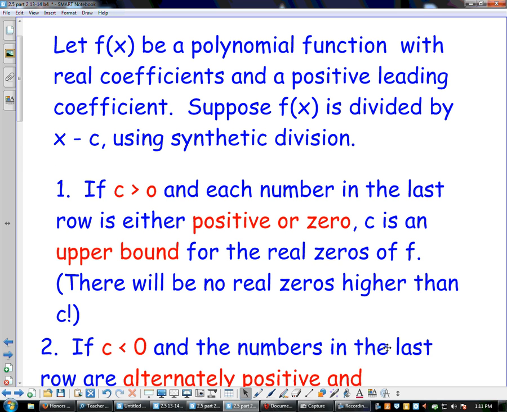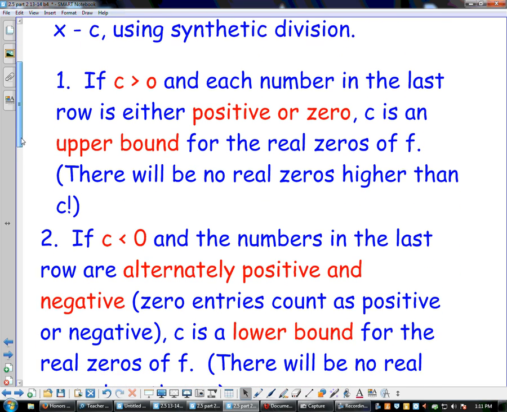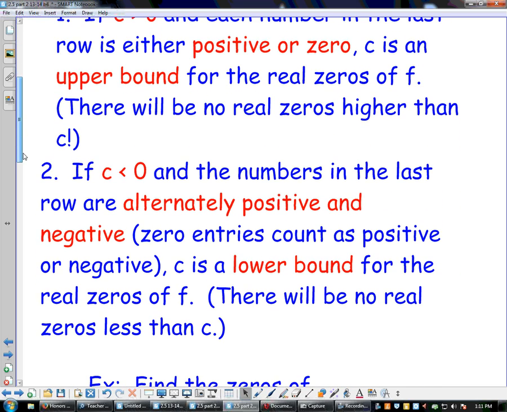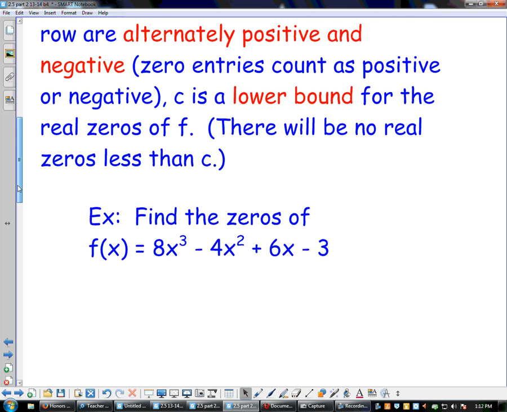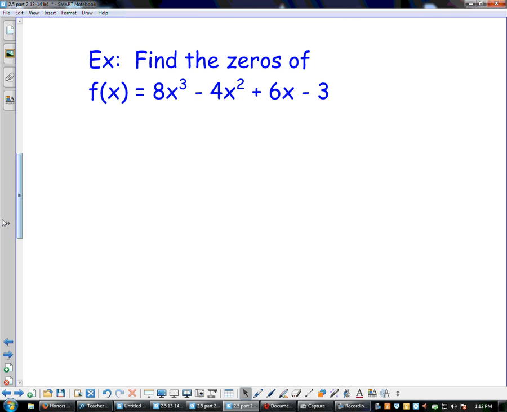All right, so that was another way that people would be able to tell whether they were done looking for zeros, or could there be more zeros further to the right and so on. Well, here's a way of testing whether there are any more zeros further to the left. If c is less than 0 and the numbers in the last row of your synthetic division process are alternately positive and negative, the 0 entries count as positive or negative, then c is a lower bound for the real zeros of f, and there will be no real zeros less than c. By the way, I put this already on your gift, so I hope you're not writing this down.